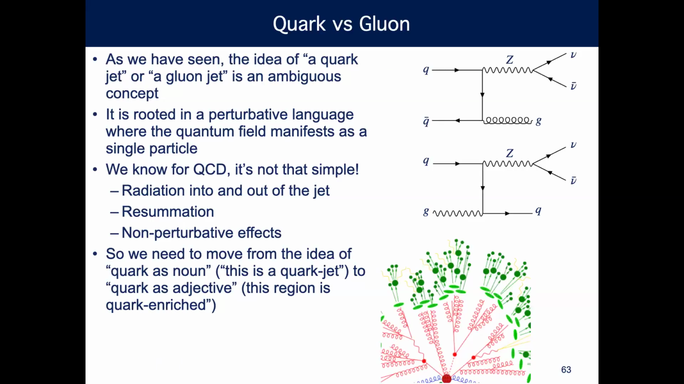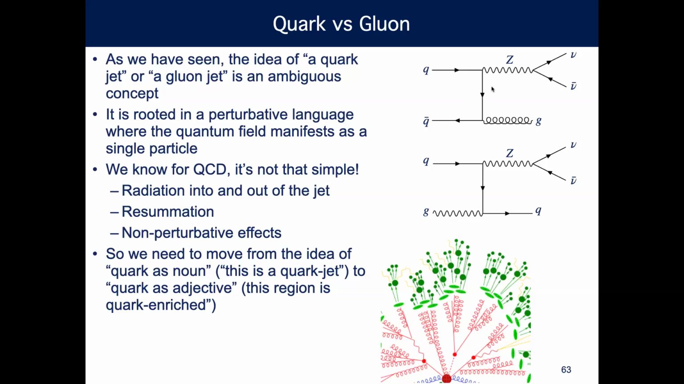As you can see, the idea of a quark jet or a gluon jet is an ambiguous concept to begin with, okay? This is rooted in a perturbative language, right? However, QCD is not perturbative forever, right? As you get lower and lower in energy, the coupling constant becomes greater than 1. It becomes greater than 1 and it becomes non-perturbative, right? And that just means that you can't look at it as a single particle anymore. It is the quantum field, like what we were talking about yesterday with the quark sea, right?